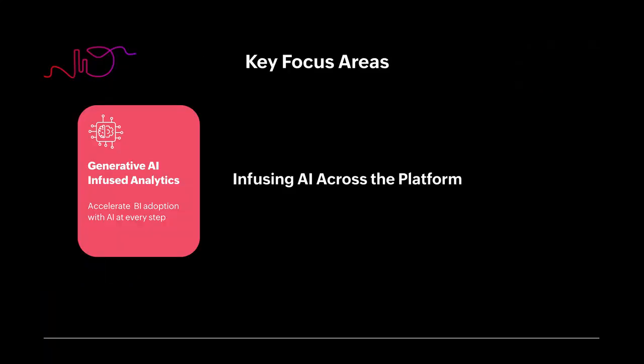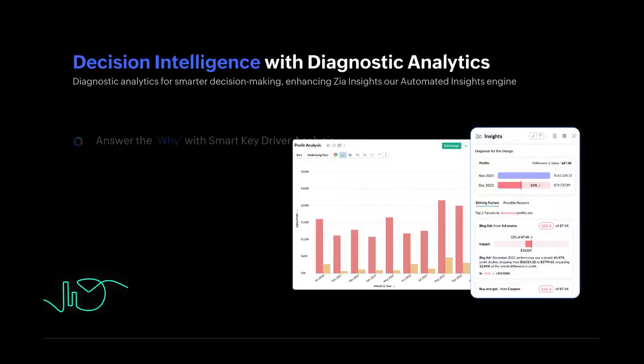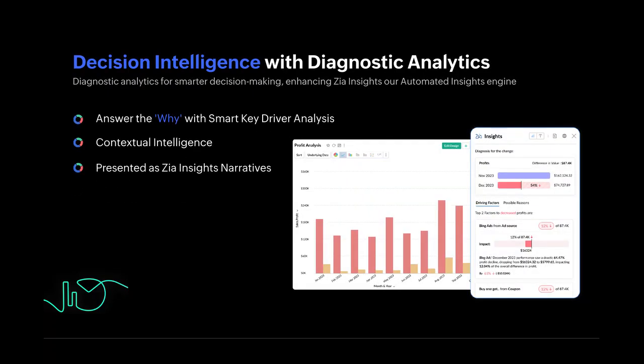Next, let's discuss the generative analytics. Here, our goal is to integrate AI across the platform to accelerate business intelligence adoption among our customers. So, one key feature is what we call the diagnostic analysis. Many of you might already be knowing Zia Insights. This provides inferences for a report. And now, what we can do is we can also find out why the insights has been generated with the diagnostic intelligence.